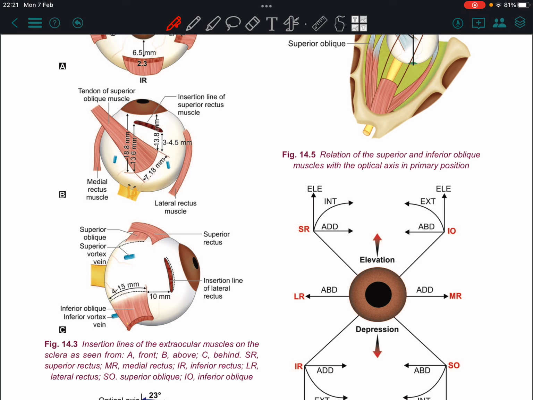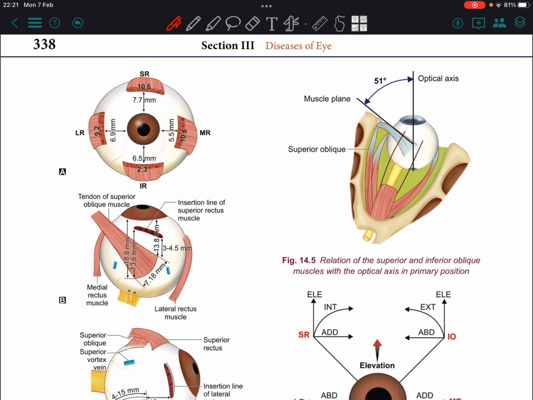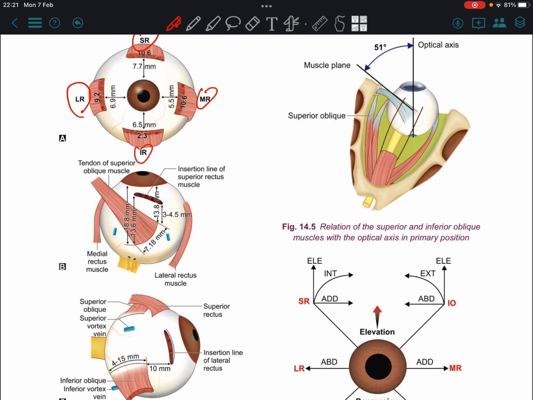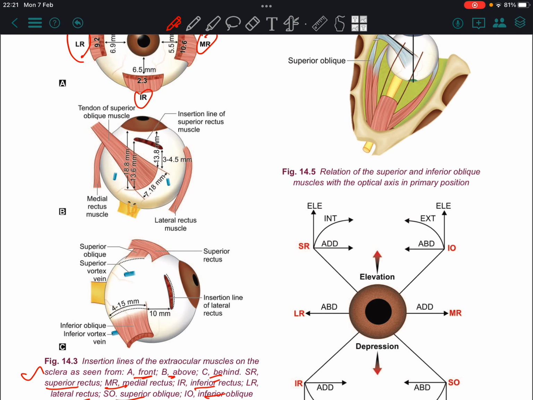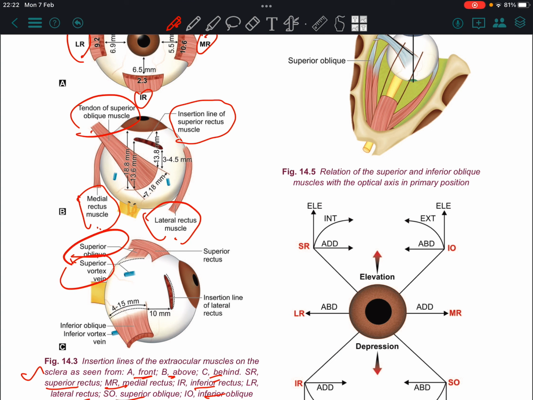Insertion lines of the extraocular muscles on the sclera, as seen from the front, above and behind: S is the superior rectus, M the medial rectus, I the inferior rectus, L the lateral rectus, and S for the superior oblique and inferior oblique. The medial rectus is inserted here; tendon of the superior oblique muscle, insertion line of the superior rectus muscle, then the lateral rectus muscle, superior oblique and superior vortex vein, inferior oblique, inferior vortex vein, insertion line of the lateral rectus, superior rectus.